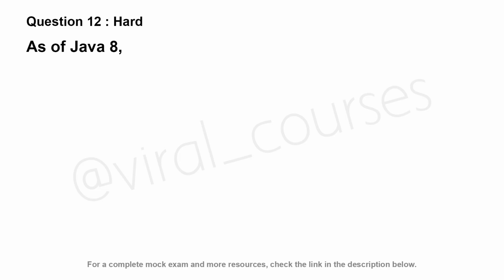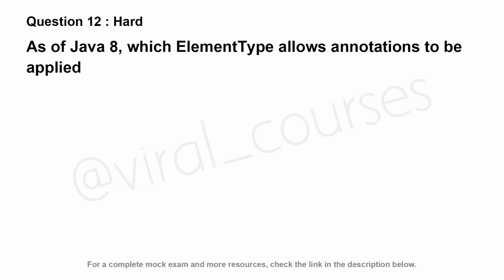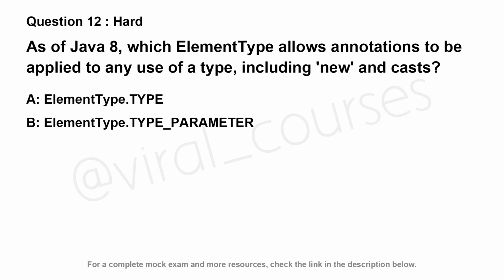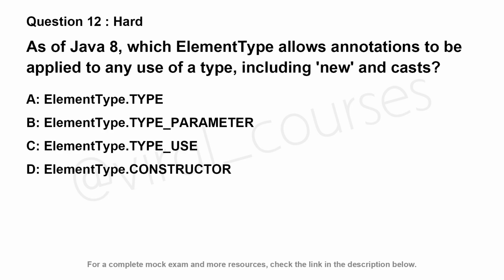As of Java 8, which ElementType allows annotations to be applied to any use of a type, including new and casts? Option A. ElementType.TYPE. Option B. ElementType.TYPE_PARAMETER. Option C. ElementType.TYPE_USE. Option D. ElementType.CONSTRUCTOR.